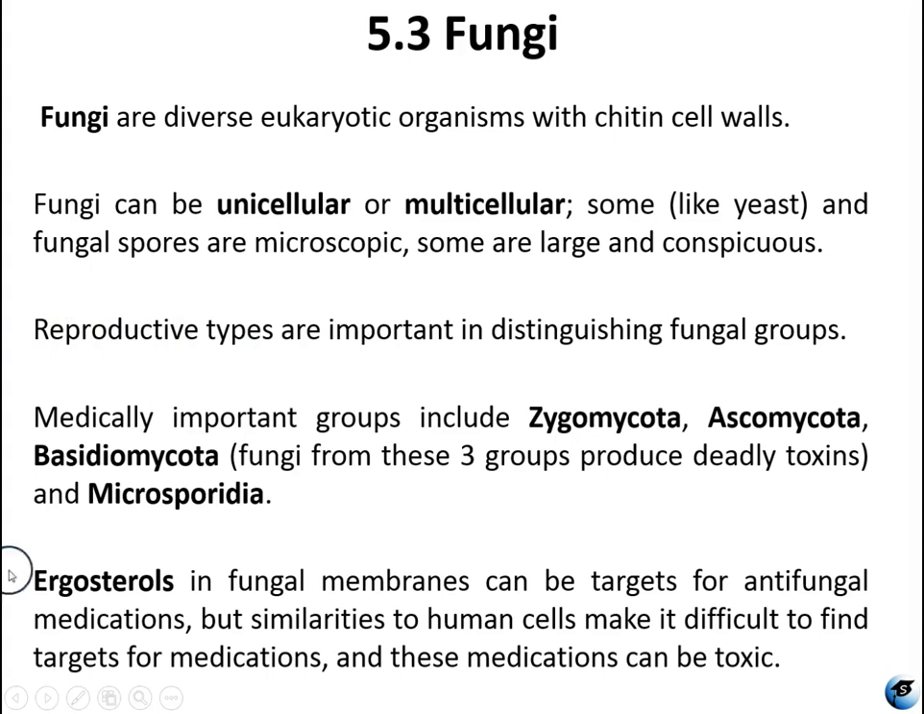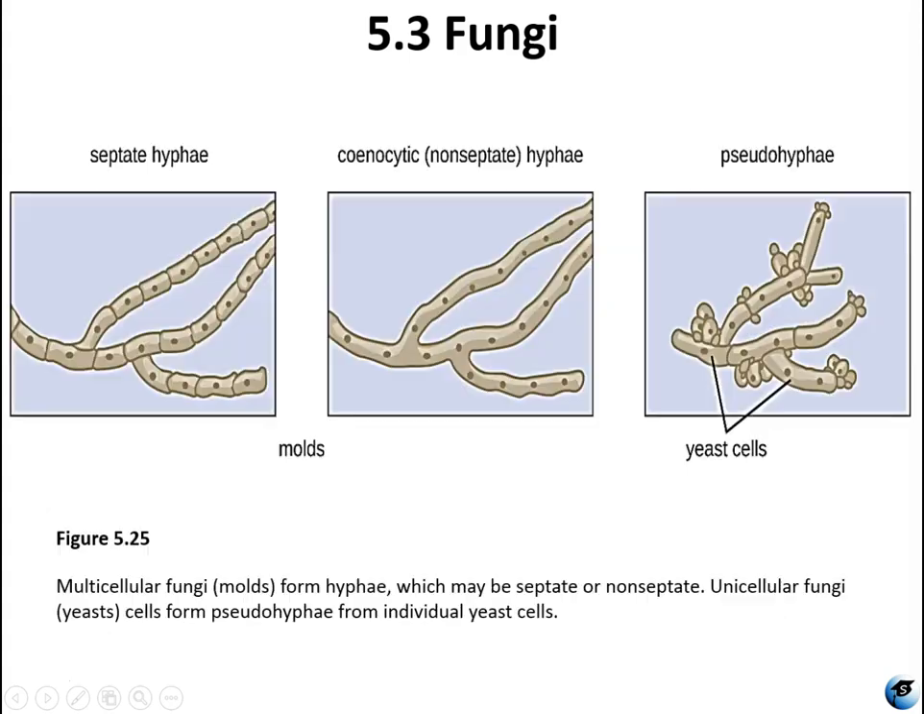Some of your medically important fungi are the zygomycota, the ascomycota, the basidiomycota, and all three of those produce deadly toxins. And then there's also the microsporidia. Ergosterols in fungal membranes are usually the targets for antifungal medications. But the problem with these antifungal medications is that the cells are really similar. The cells in fungi, their structure anyway, can be really similar to human cells. So some of the antifungal medications can actually destroy human cells, which of course is toxic. So there's some difficulty there. So for now, we usually target the ergosterols. They're always looking for other more distinguishable targets in order to avoid toxicity to human cells.